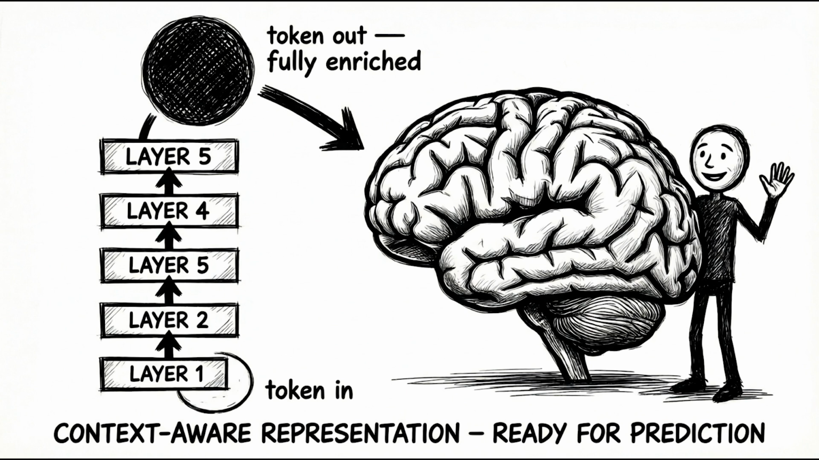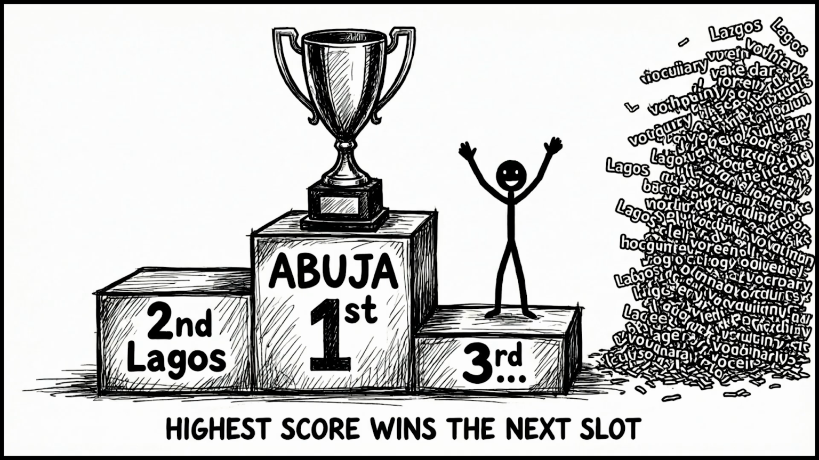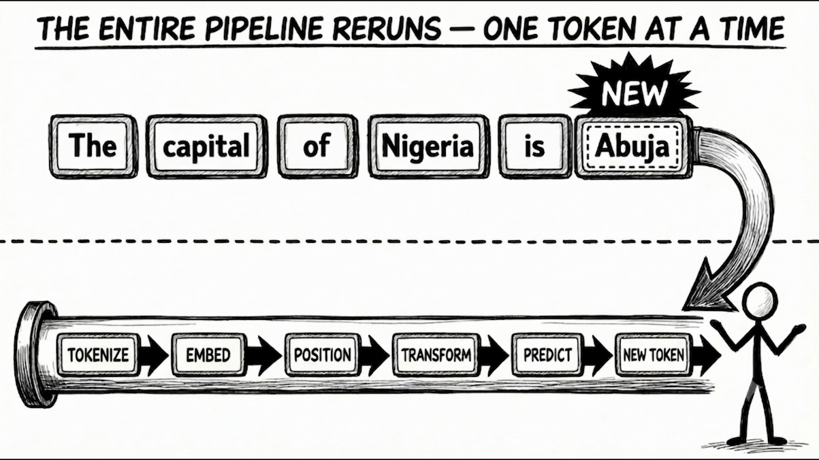After all the transformer layers, each token has a rich context-aware vector representation. The model takes the final vector corresponding to the last token in the sequence and projects it into the vocabulary space. This produces a score for every token in the vocabulary. The higher the score, the more likely that token comes next. For our prompt, the token "Abuja" will receive the highest score, "Lagos" might receive a lower score, and most tokens will have a score near 0. Once the token is selected, it is appended to the sequence.